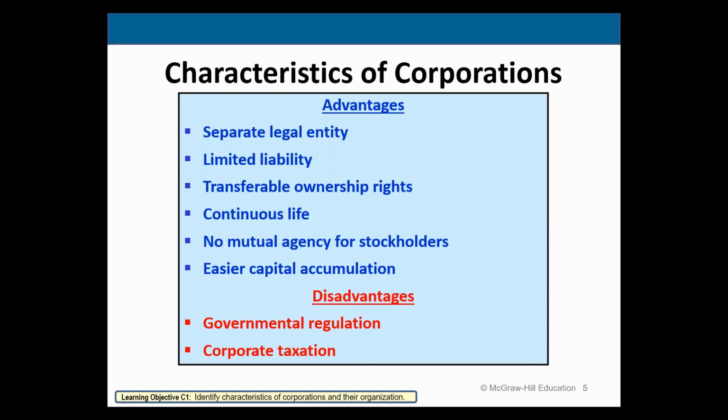Corporations represent an important type of organization. Their unique characteristics offer advantages and disadvantages. So first of all, some of the advantages of the corporate form is that you have a separate legal entity. A corporation operates with the same rights, duties, and responsibilities of a person. It takes actions through its agents, who are the officers and managers. Limited liability. The stockholders are not liable for corporate acts or debts.